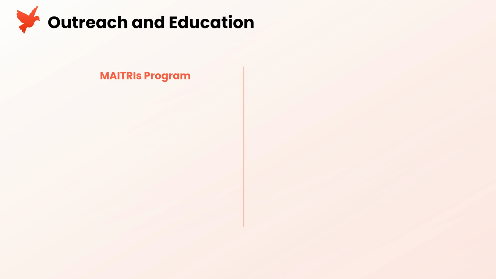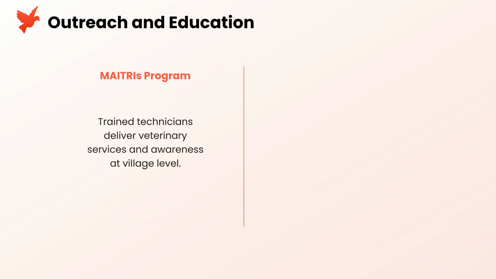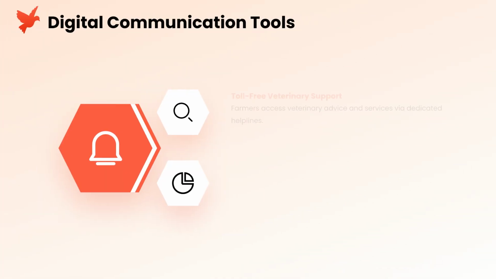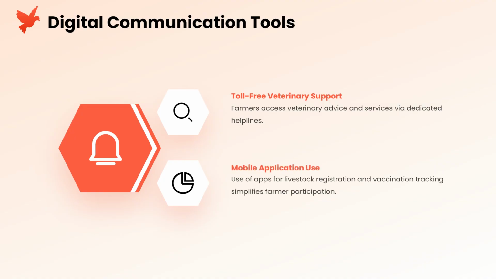The MAITRI program trains local technicians to deliver critical veterinary services and awareness directly to villages, while large-scale public campaigns educate farmers on the long-term benefits of disease prevention. Digital tools bridge the gap further. Toll-free helplines provide immediate veterinary advice, and mobile applications simplify livestock registration and vaccination tracking for participating farmers.